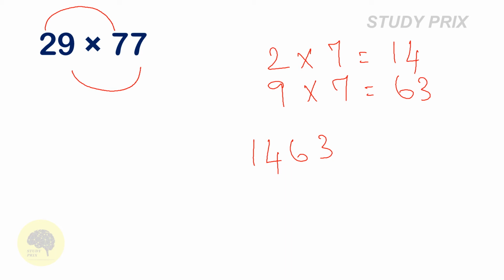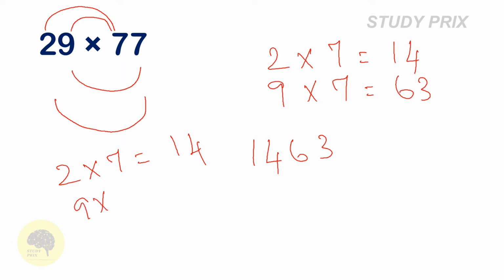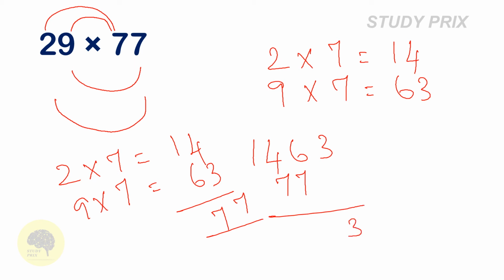And the second step, what we have to do? Multiplication of tens place with another ones place, which is 2 into 7, which gives 14, and the multiplication of tens place with another ones place, which is 9 into 7, which gives 63, and the sum of these gives 77. We have to write this 77 here, and the sum gives 2233. It is the multiplication of 29 and 77.